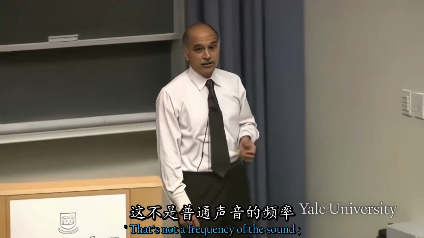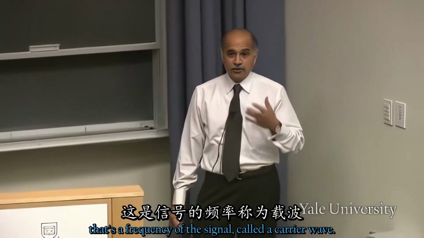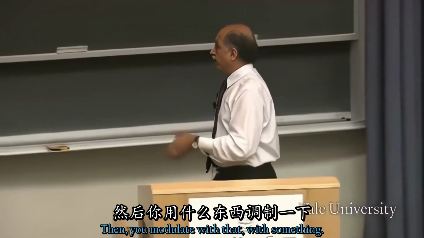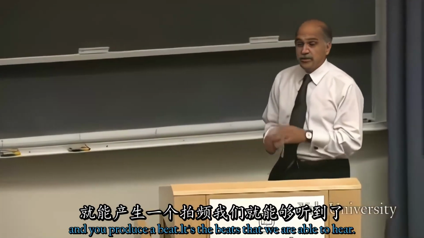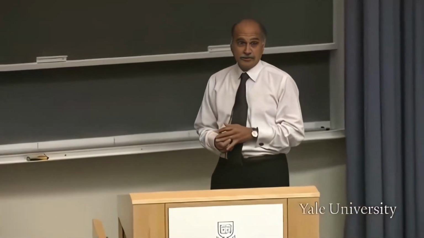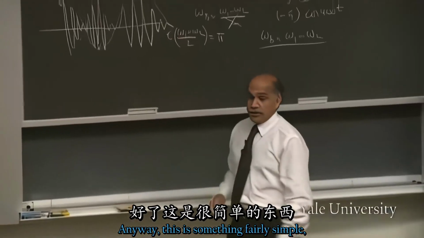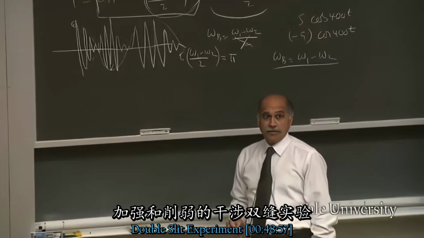That's not the frequency of the sound. That's the frequency of the signal called the carrier wave. Then you modulate that with something and you produce some beats. It's the beats that we are able to hear. Anyway, this is something fairly simple, a trigonometric problem.